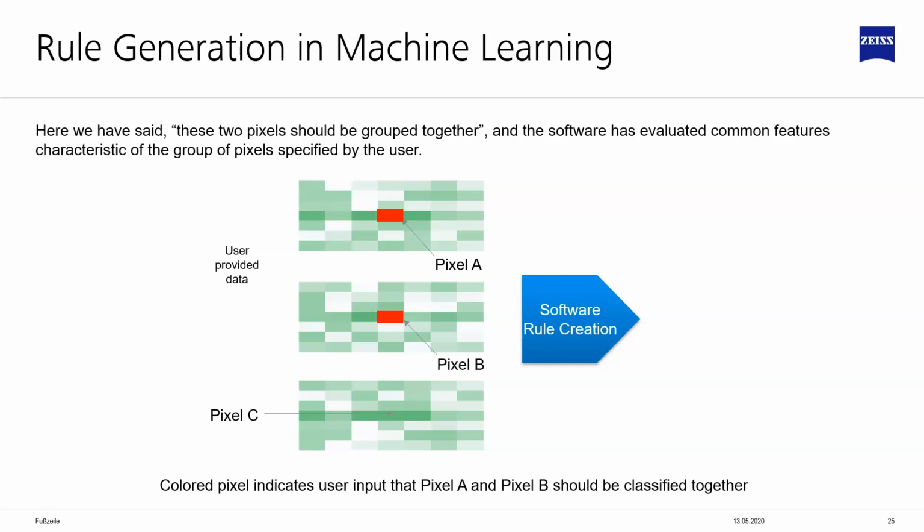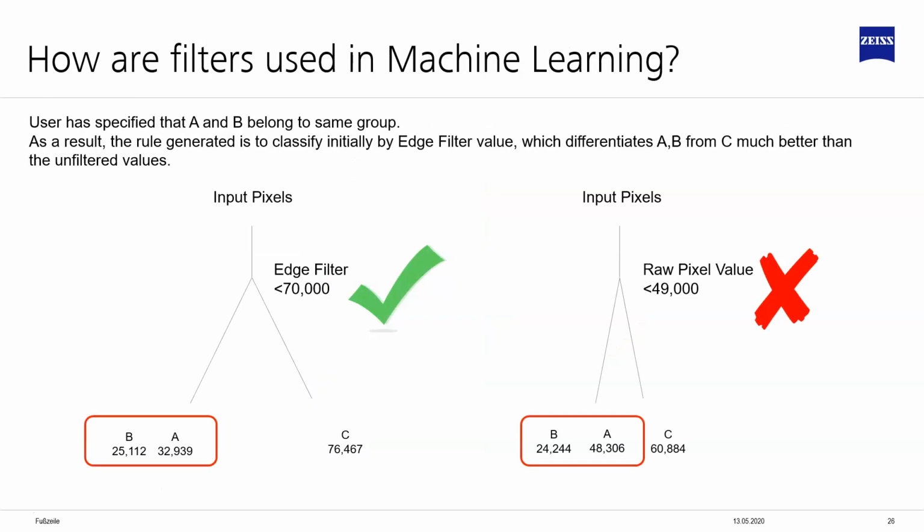Constrained by this user input, the software now searches for features that permit classifications of pixels according to the user-specified groups. This is the learning portion of the machine learning. In this example, given that pixels A and B are user defined as being in the same group, we can see that it would be better to choose the edge filtered values as a method of pixel classification over the raw pixel value intensity, as pixels A and B are more closely related to these values and better discriminate from pixel C.